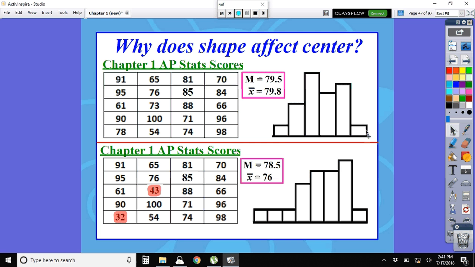Now, the shape of this, we said, could be approximately normal-ish, symmetric-ish. But now, would you say that this distribution is symmetric-ish or approximately normal-ish? And I would say, no, not as much.